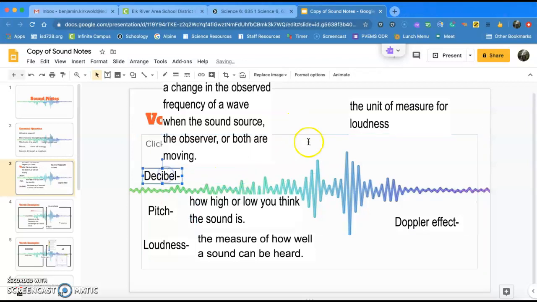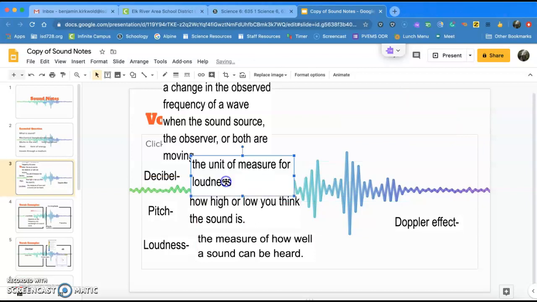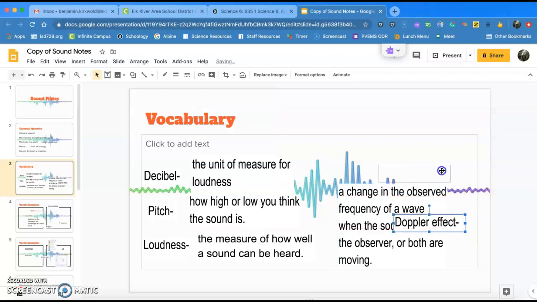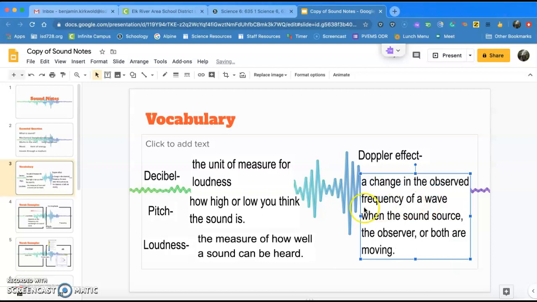That's decibel. A decibel is a unit of measure. So if you've ever heard about football stadiums, when they say we're at 130 decibels, that it's a measure of how loud that sound is. And then I think there's a picture later that we're going to talk about with that.